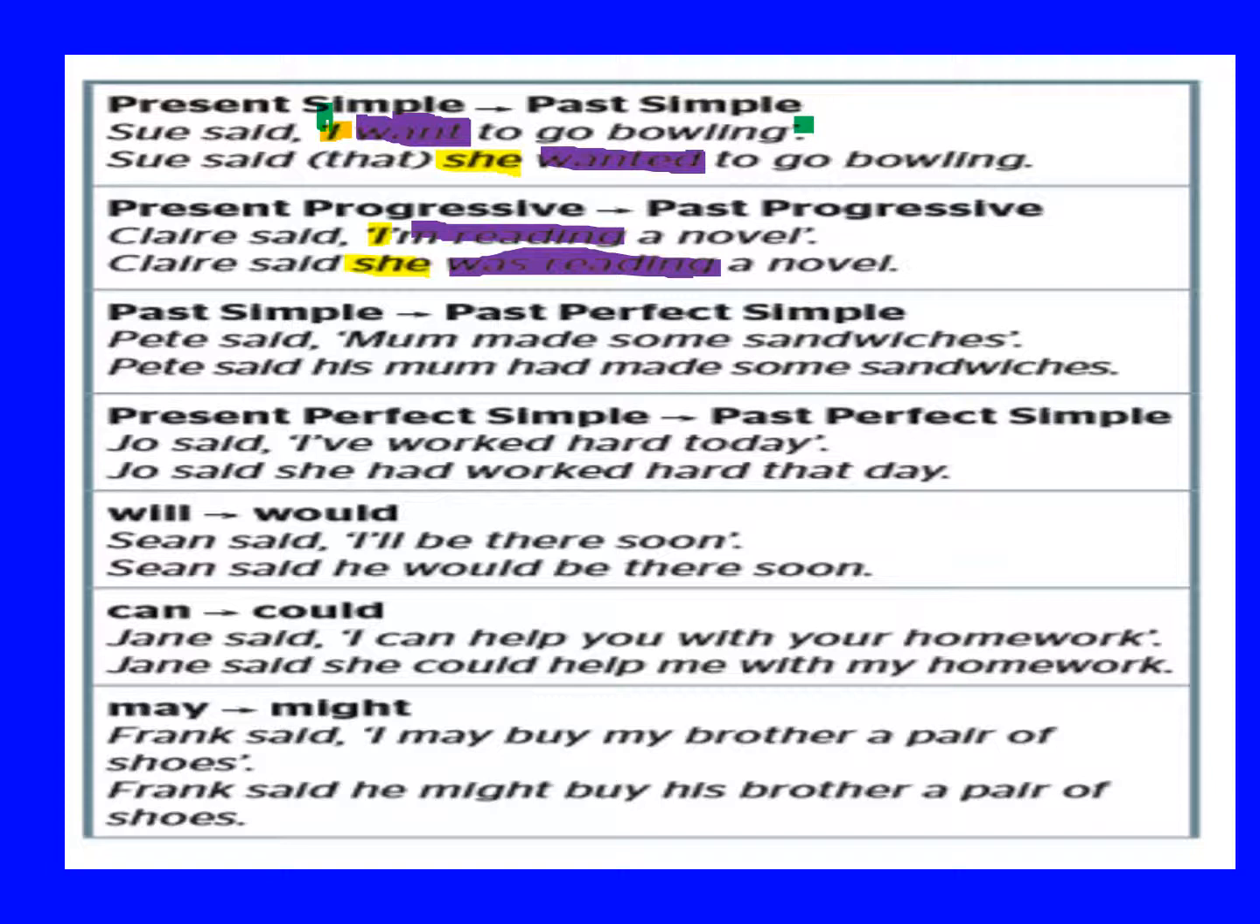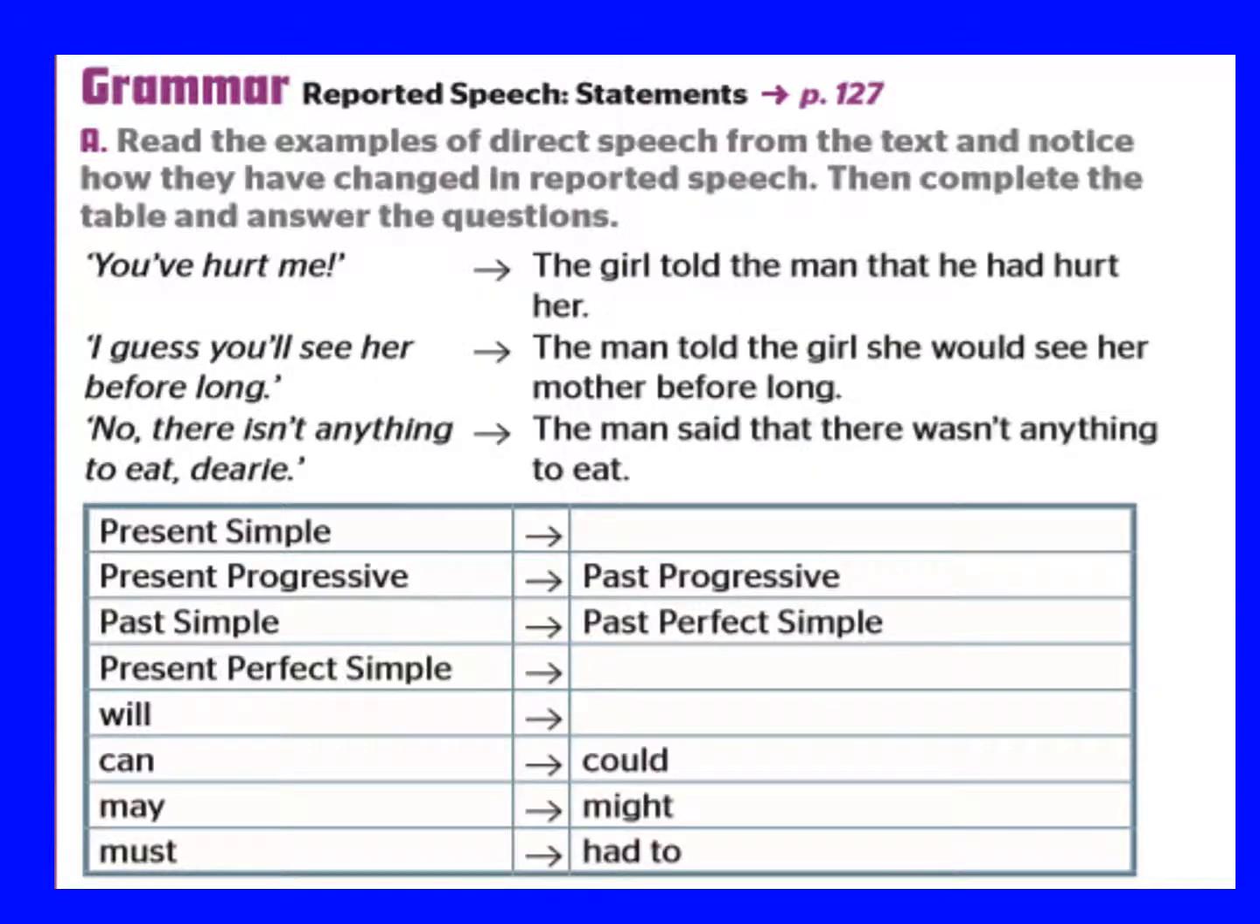Present perfect also becomes the past perfect. Joe said, "I've worked hard today." Joe said she had worked hard that day, from present perfect to past perfect. Pay attention also to the time: today becomes that day. In the conditional, will becomes would. You have here an exercise to do. You can do it. It's taken from your student's book. It's a very nice one.